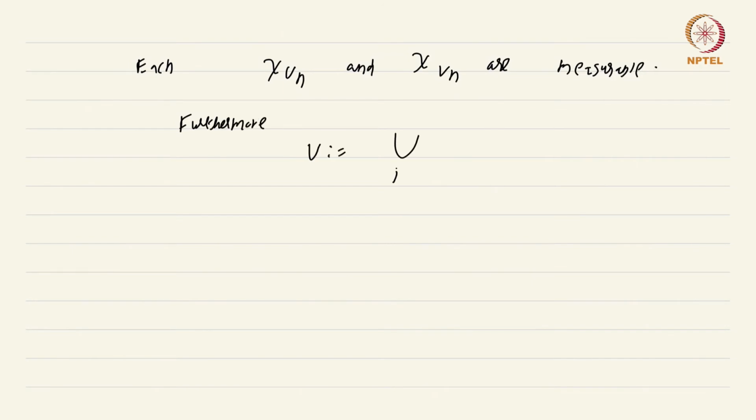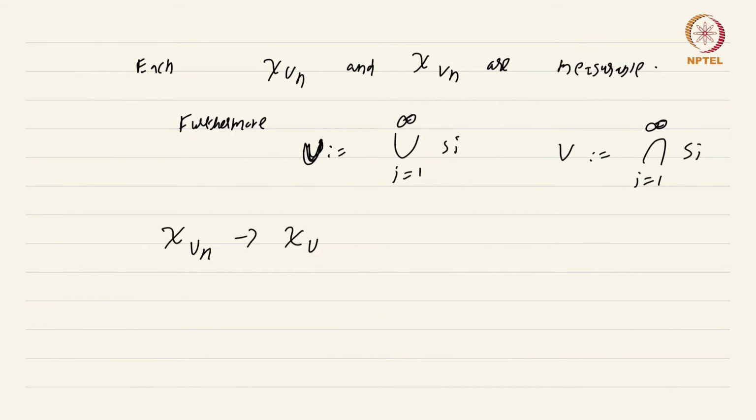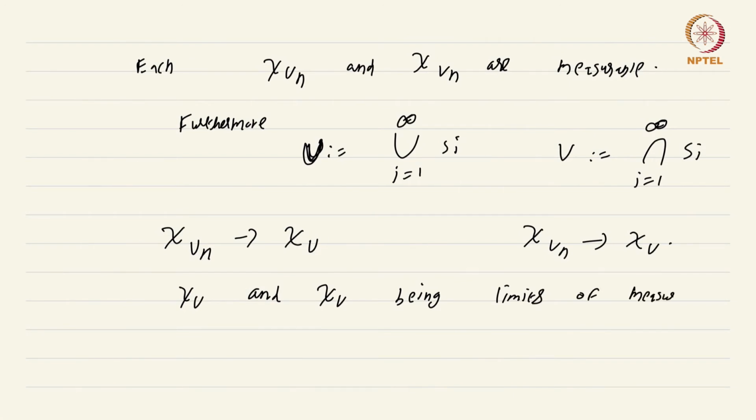if you define u to be union i equals 1 to infinity si and v to be intersection i equals 1 to infinity si, then this chi un obviously converges to chi u and chi vn converges to chi v, right? Which shows that chi u and chi v, being limits of measurable functions, are measurable. This is one nice property of the class of measurable functions. Limits of measurable functions are measurable. So this concludes the proof that countable unions and countable intersections of measurable sets continue to be measurable.